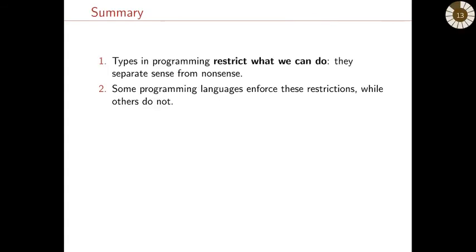So, to summarize what we should learn from this tiny introduction to typing in programming languages: types in programming restrict what we can do. They separate sense from nonsense. So types in programming languages should prevent us from writing nonsensical programs. Some programming languages enforce these restrictions, as we have seen, Python and OCaml and Lean, while others, like the C programming language, do not enforce these restrictions.